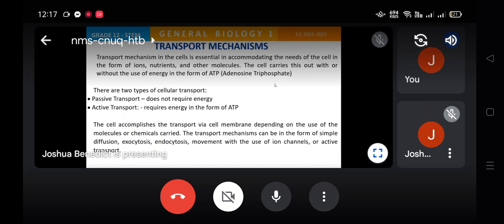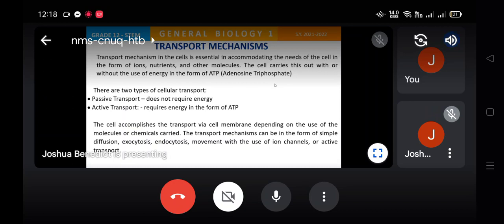Passive transport does not require energy or simply hindi niya kailangan ng ATP. Active transport, on the other hand, needs energy or kailangan niya ng ATP. Okay? The cell accomplishes the transport through the cell membrane depending on the use of molecules or chemicals carried. Transport mechanisms can be in the form of simple diffusion, exocytosis, endocytosis, movement of ion channels, or active transport.